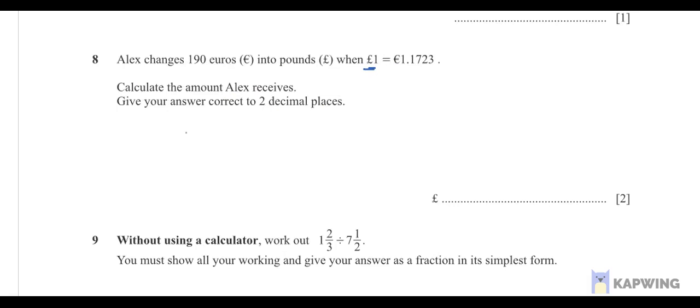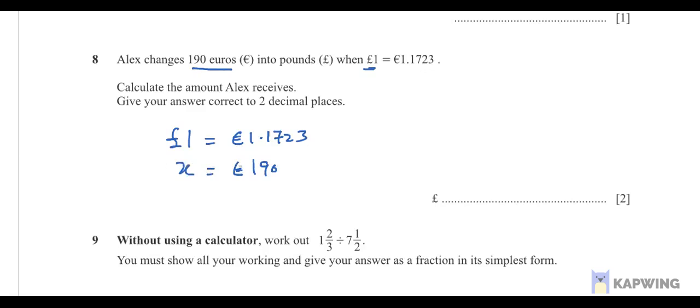Now for 1 pound, he received 1.1723 euros. So let's say he is having 190 euros. So for 190 euros, we don't know how many pounds he will receive. So let's say he received X pounds.